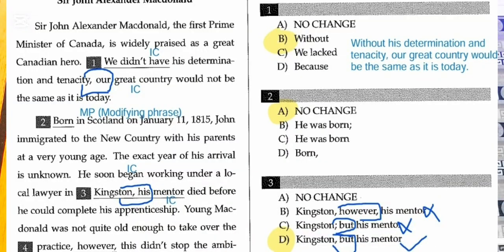I think I see the best answer already. Option D, I think I predicted that answer already, a comma and a but. So he soon began working under a local lawyer in Kingston, comma, but his mentor died. So you see, the comma and the FANBOYS conjunction between two independent clauses is one way to fix the run-on.